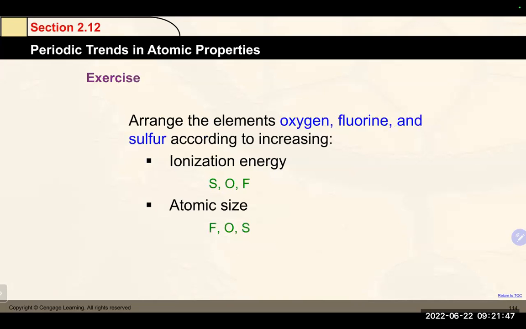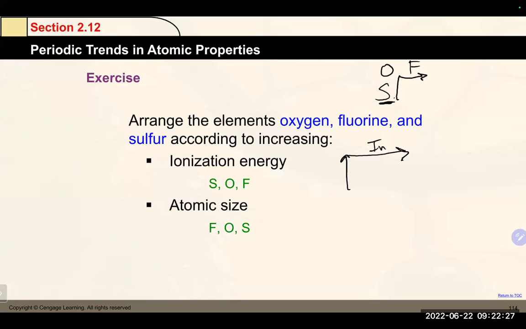Lastly, we want to arrange these elements, oxygen, fluorine, and sulfur, according to increasing ionization energy, which obviously it did for us. So I guess we'll go through it here. So we have oxygen, fluorine, and sulfur. On the periodic table, it looks something like this: sulfur, oxygen right above it, and to the right there is fluorine. In terms of ionization energy, remember ionization energy increases as you go up and to the right. So sulfur would be the lowest ionization energy, to fluorine, which would be the highest.